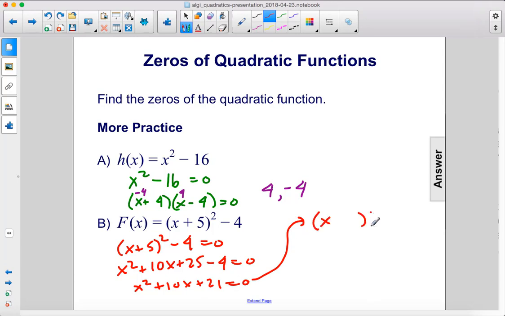So we have x and x. Both of these are positive, so we'll have positive and positive. And let's see, 21 is 7 times 3, and 7 plus 3 equals 10. So there we go. That equals 0. If we had a negative 7 in here or a negative 3 in here, these would both be 0. So our two solutions are negative 7 and negative 3.